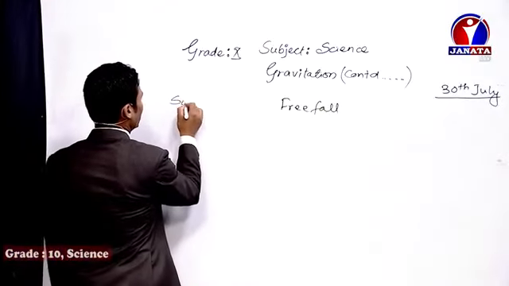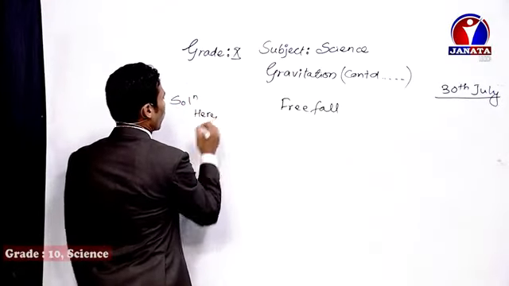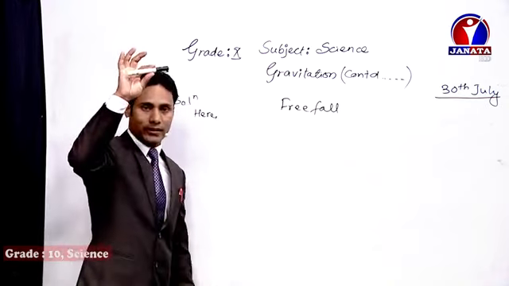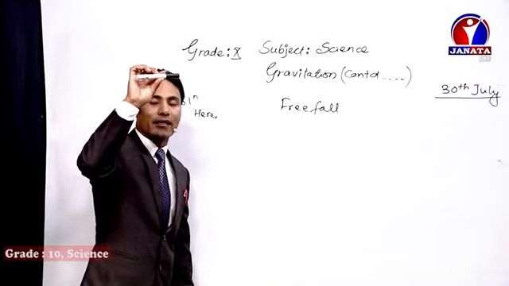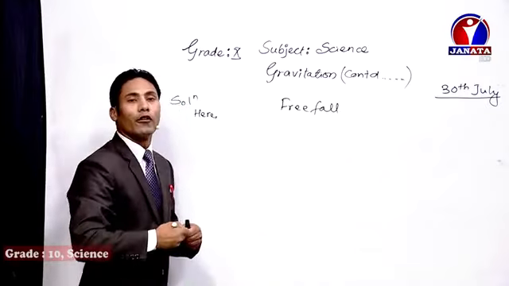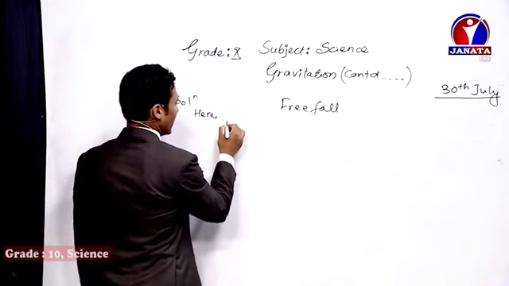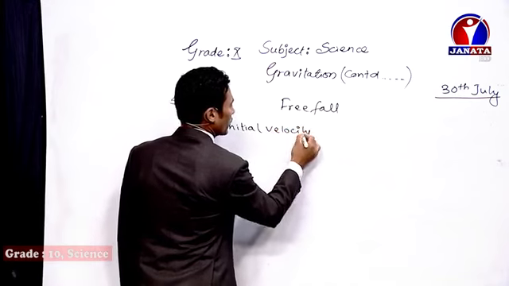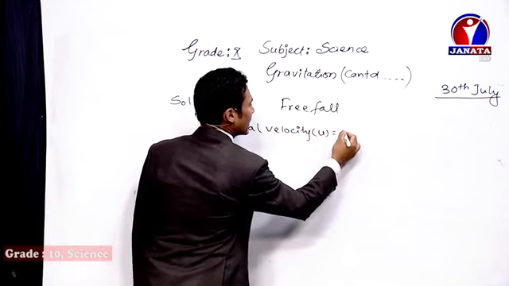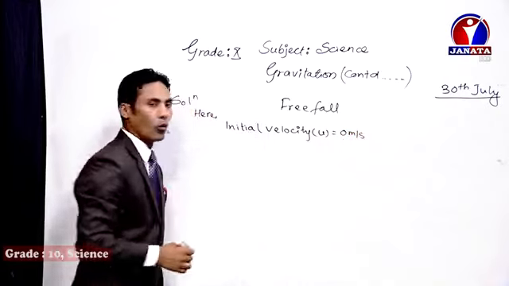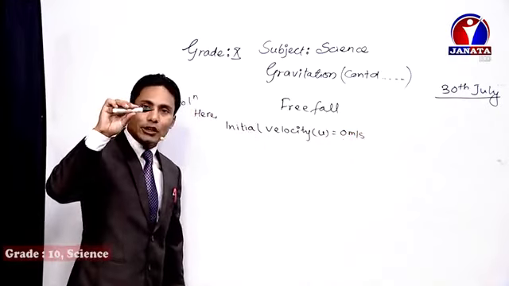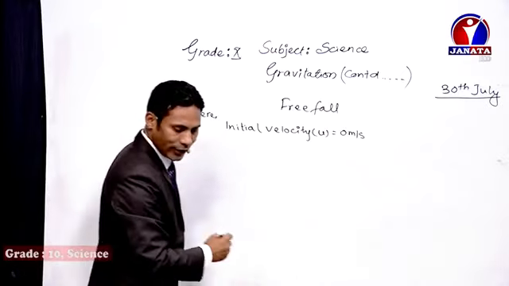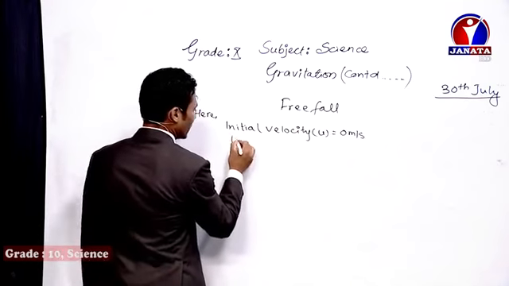Solution here. What is given is that the stone is dropped from the bridge. That means initially the stone is at rest. So in this condition, we can write the initial velocity, symbol u, equals 0 meter per second. Why? Because the stone is initially at rest. Okay, and similarly the time taken is given over there. Time taken.